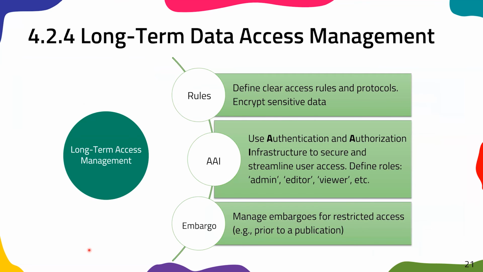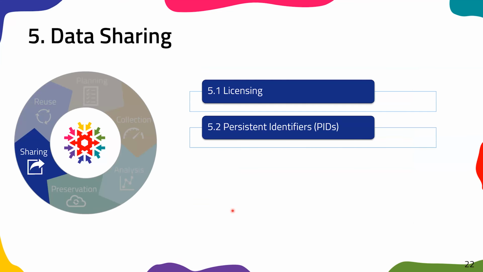So for long-term data access management, you need to have clear access rules and protocols. Sometimes you need to make your data encrypted. If it's personal data, you should try to use AAI, which is authentication and authorization infrastructure, which is basically defining who is admin, who is able to edit, and who is able to only view your files. You should also apply embargoes, for instance, before publications, when you want to keep some data not published until the paper or your publication is published, and then basically publish the data, maybe open access.